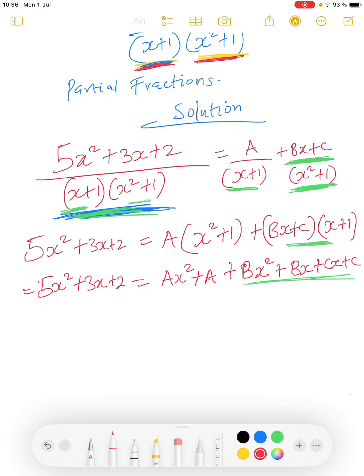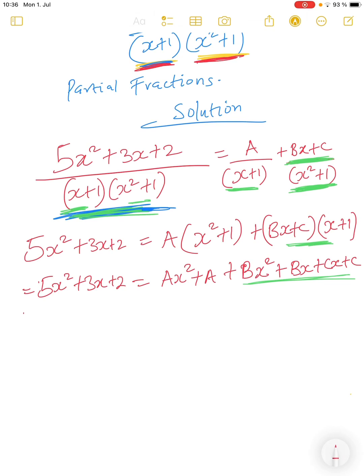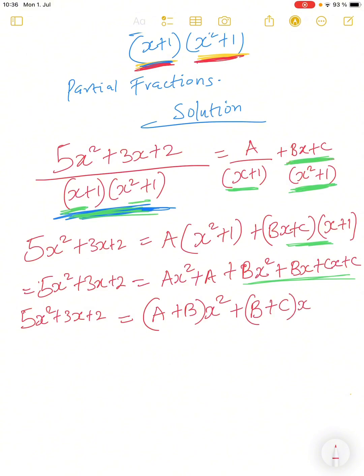So what do we have? We have 5x squared plus 3x plus 2 equal to, we can factorize a plus b times x squared. We are factorizing those that have x squared terms, plus b plus c times x plus a plus c. So we can also put this in brackets.